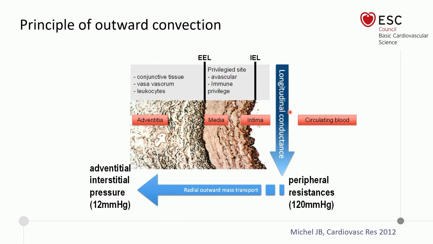An important thing also is the existence of a pressure gradient between the blood and the adventitia at the outer part of the vascular wall: there are 120 millimeters of mercury in the blood and 12 millimeters of mercury in the interstitial compartment, and this creates an outward convection of many molecules. For example, prothrombin, for the formation of thrombosis within the vascular wall, and this represents one of the main mechanisms of common vascular diseases.